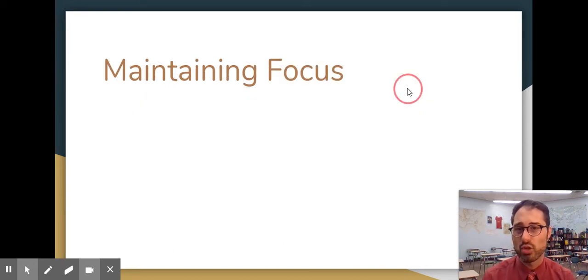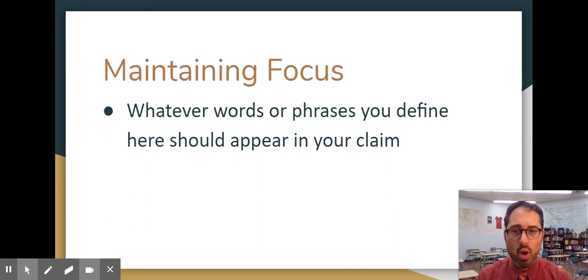Now that we have a definition written, this will help us maintain focus. Whatever words or phrases you define here should also appear in your claim. So if your claim mentions how the type of setting impacts a characterization, we should be defining setting and character in our definition portion of our paragraph.